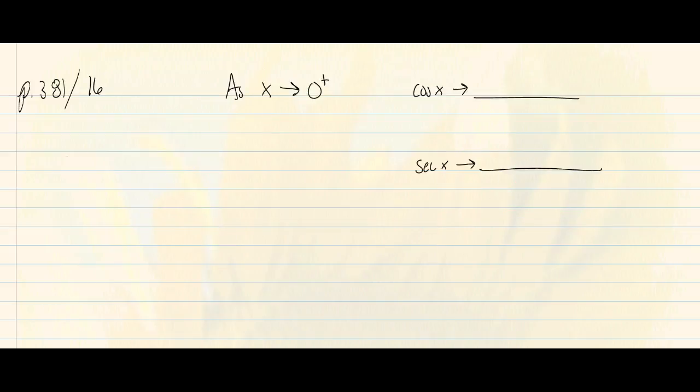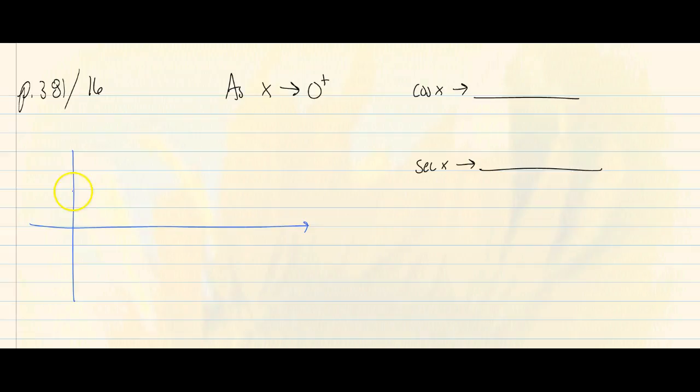This is problem number 16 from that same page. And it says, as x approaches 0 with that little positive sign, that means as x approaches 0 from the right, what is cosine of x approaching and what is the secant of x approaching? This is a take on a limit problem.